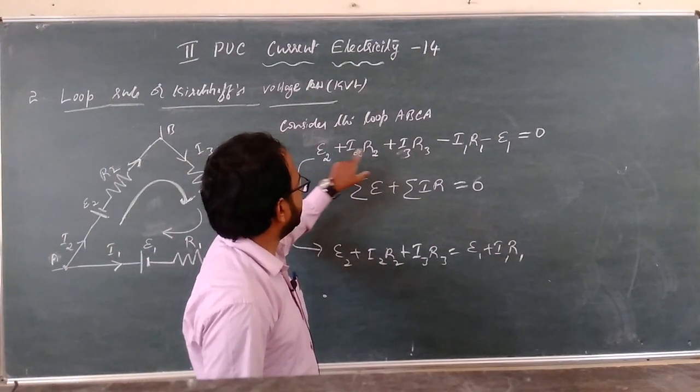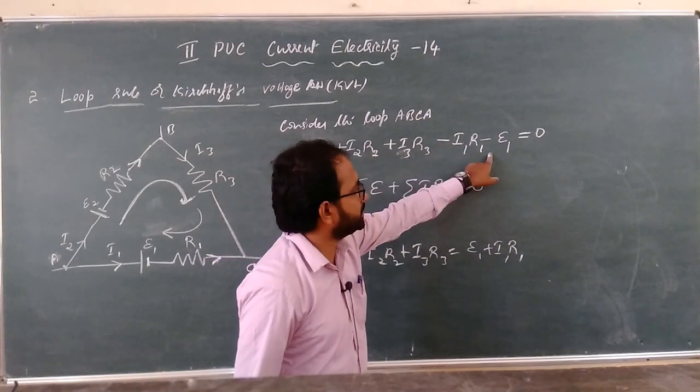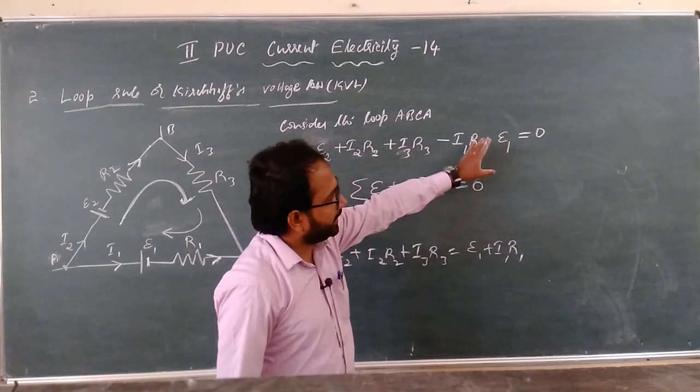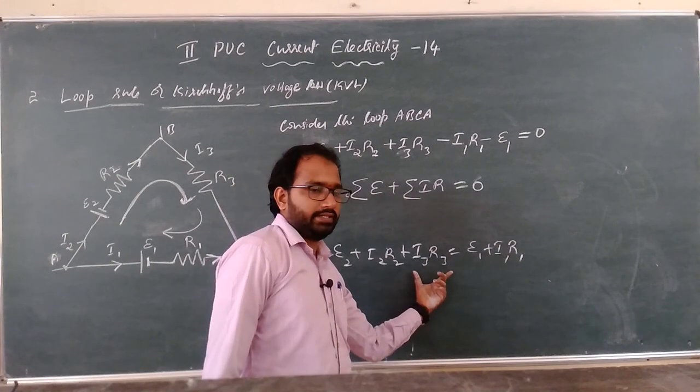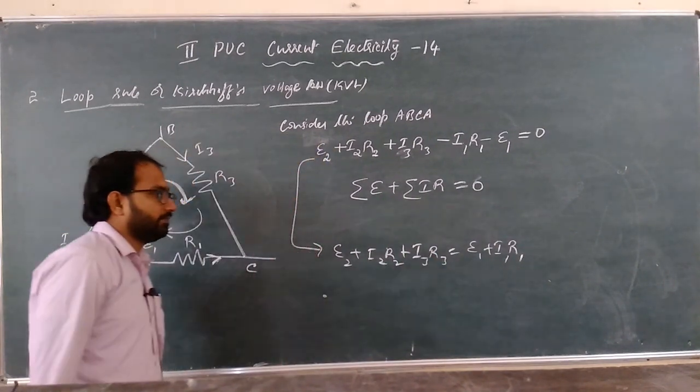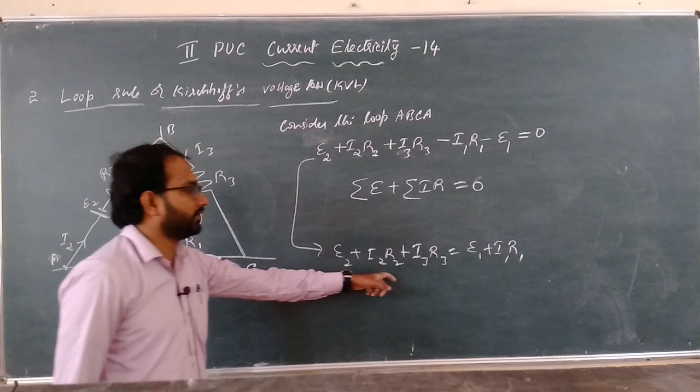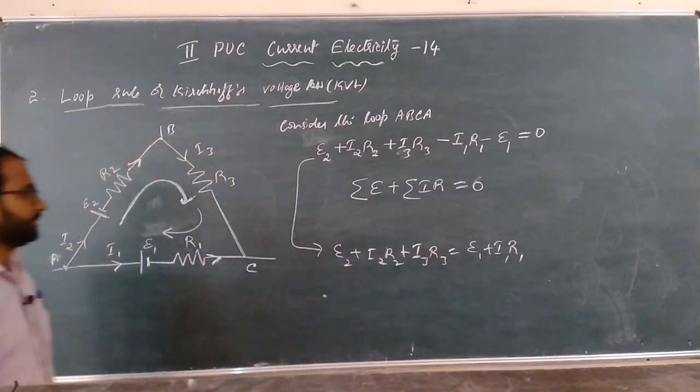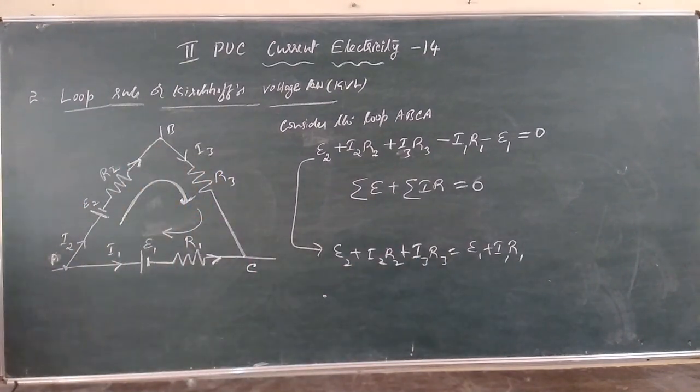This will be negative, this will be negative, this will be negative, this will be plus, this will be plus. But anyway, you are equating it to 0. You are getting the same final expression: E1 plus I1 R1 is equal to E2 plus I2 R2 plus I3 R3. Okay, right.